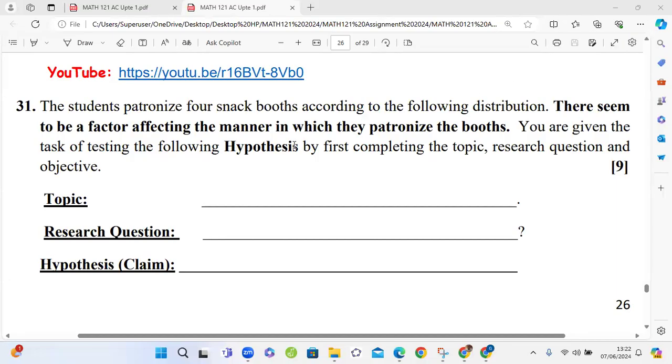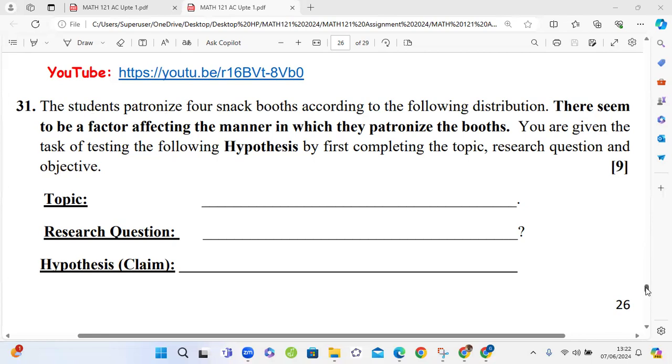This recording is with regards to number 31, assignment C. It is based on hypothesis testing. This will be a chi-square test for randomness. It says the students patronize 4 snack booths according to the following distribution.